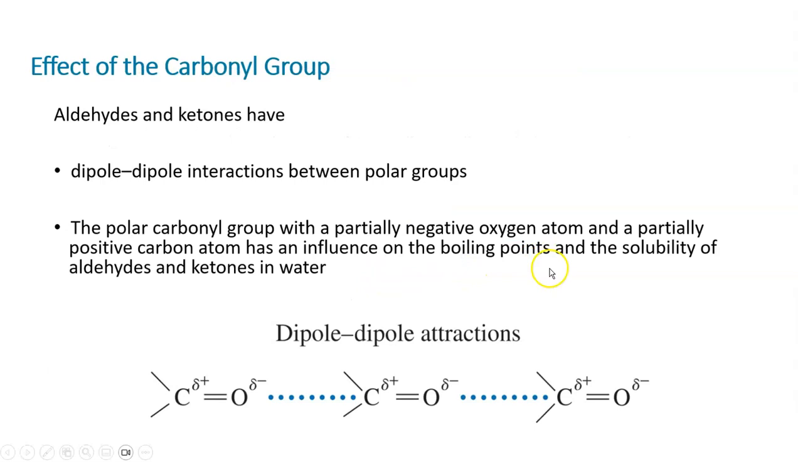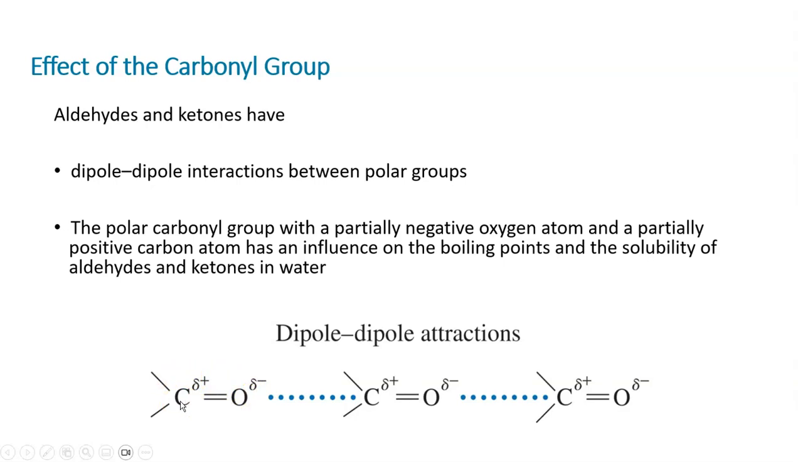Now we know that this carbonyl group contains this carbon atom and oxygen atom, and due to the presence of lone pairs of electrons on the oxygen atom, there is a high electronegativity on the oxygen atom. As a result, there's a strong dipole created between this carbon and oxygen atom, making a partial negative charge on the oxygen atom and a partially positive charge on the carbon atom.